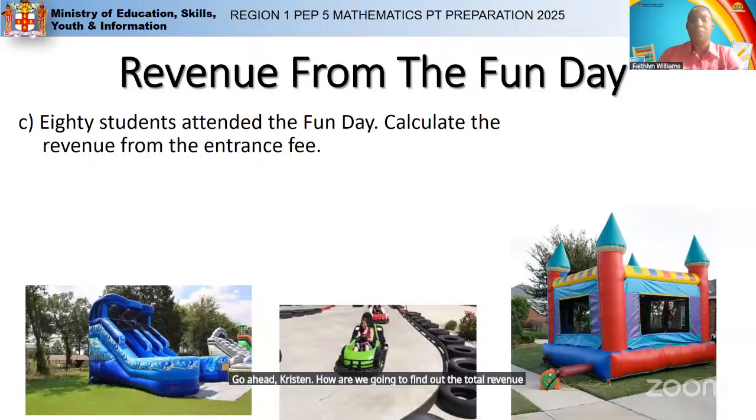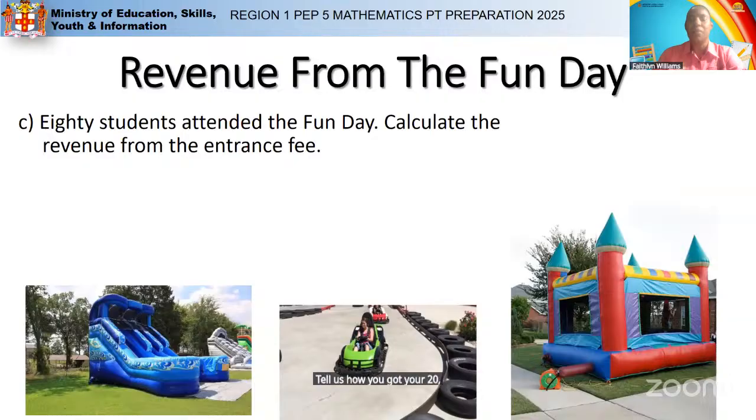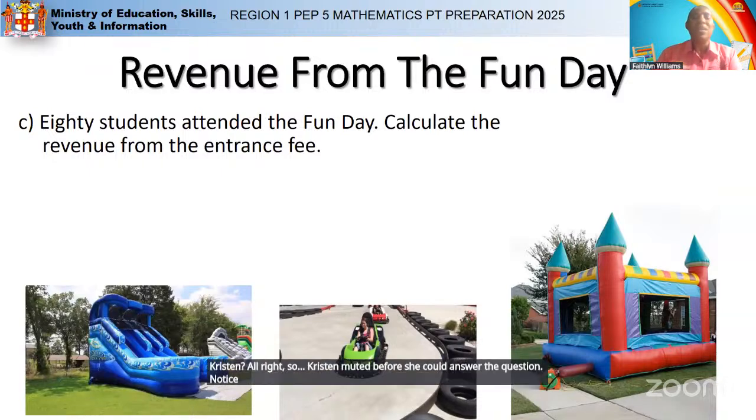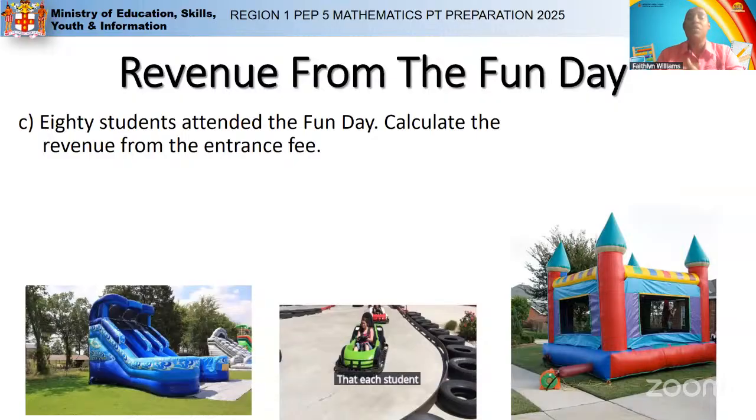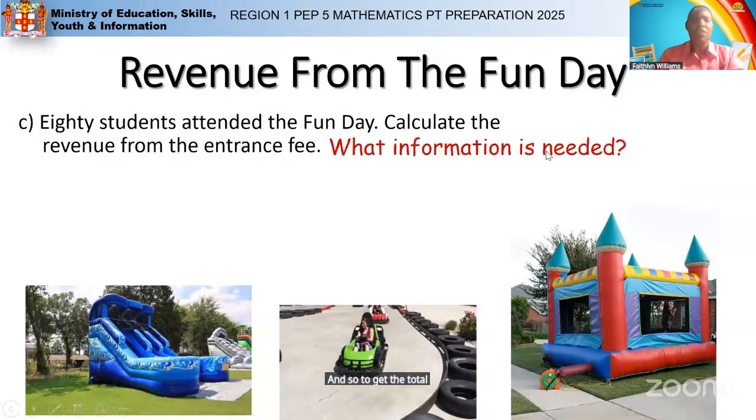80 students attended one day, and each of them paid $250 to get in. In all, it would be $20,000 from the entry fee. Tell us how you got your $20,000. Kristen muted before she could answer the question. Notice that Kristen said that each student would pay $250 for their entrance fee, which is very important. She didn't tell me how, but she has come up with the correct answer.